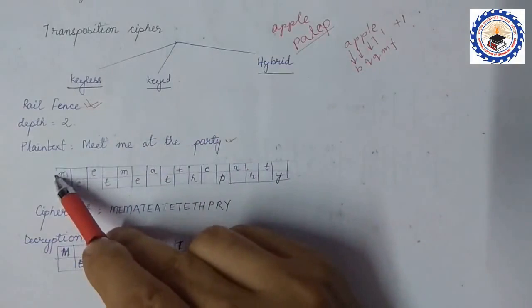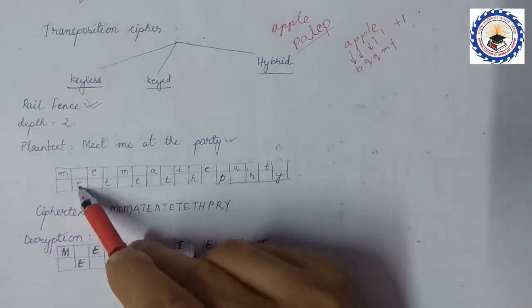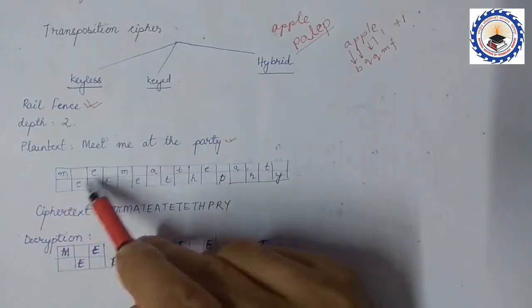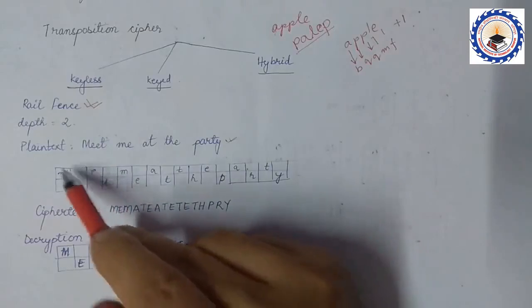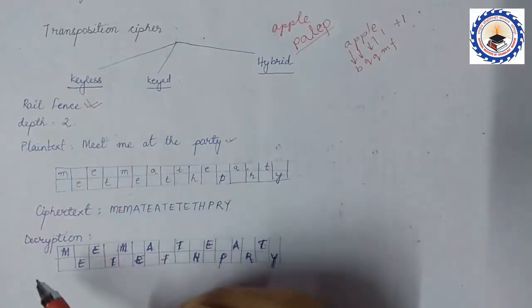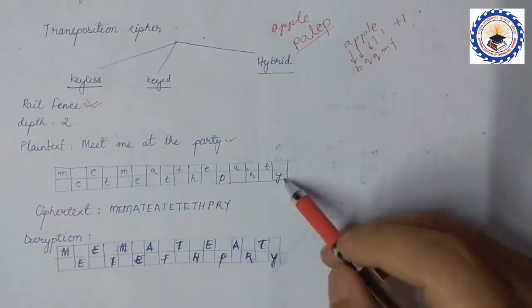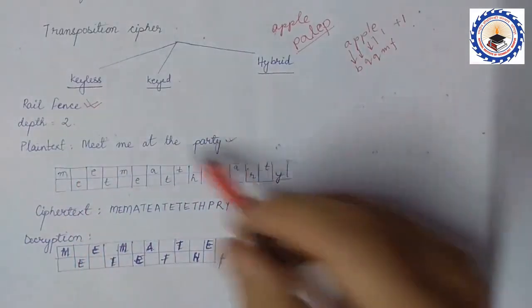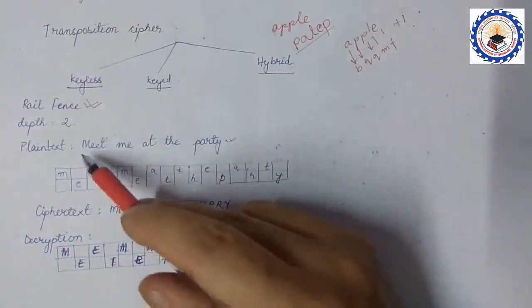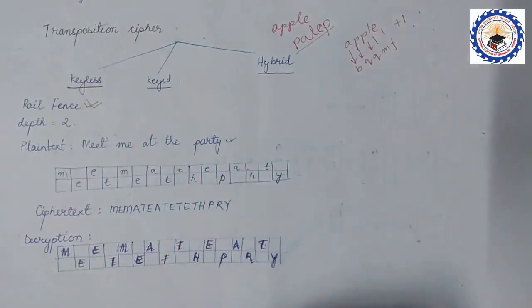So I write M, and the next letter diagonally, and then the next letter diagonally here. So this comes in a diagonal manner, up to the last one, and the last letter will be Y here. So we have already filled the cells with all 16 letters.